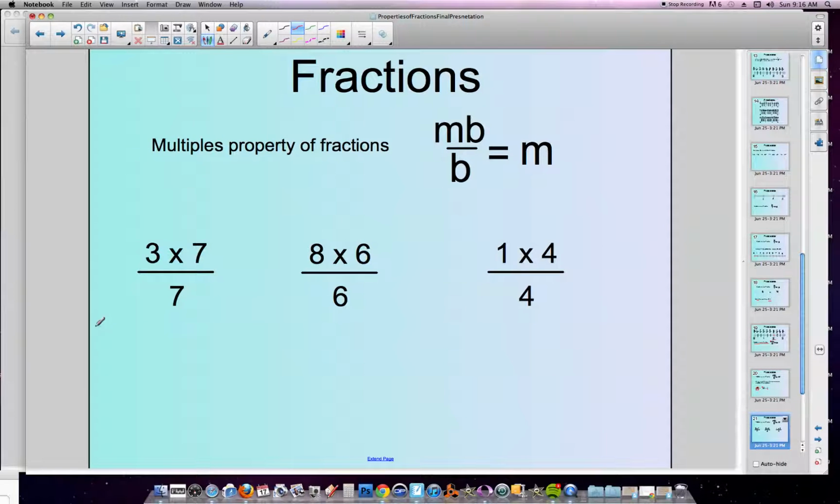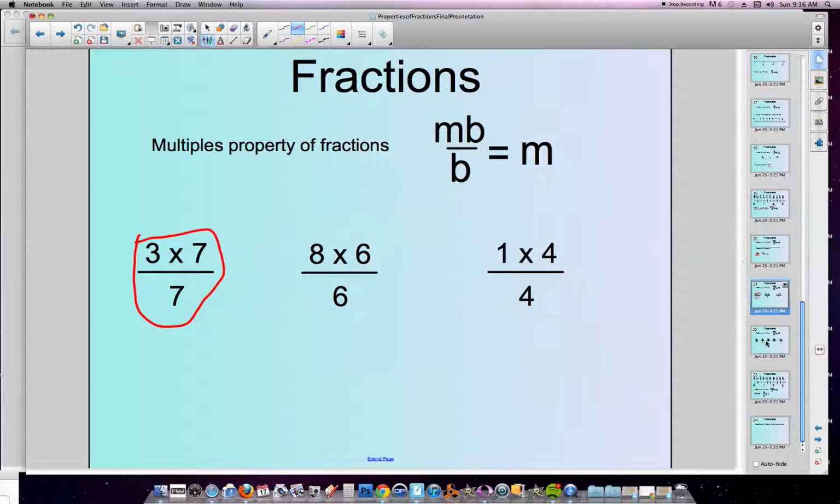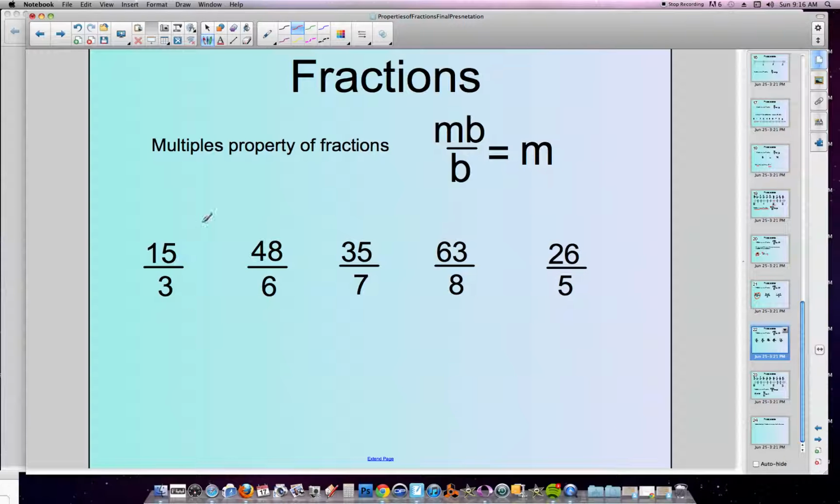Okay, so moving on. Here are some problems to figure out. 3 times 7 over 7, what does that equal? Well, this just simply means the third multiple. We've got the third multiple of 7 over 7, so this must just be 3. And this must be 8, and this must be 1. Now we can expand these out, and this is where understanding our multiplication facts is really critical. 15, is that a multiple of 3? Well, yeah, it's 5 times 3. So this must simplify to just be 5.